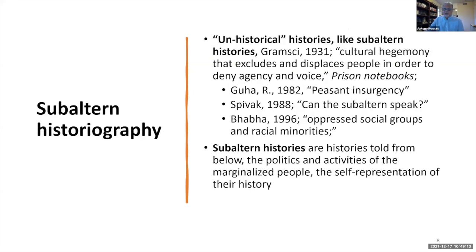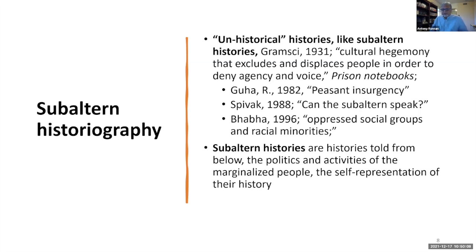The so-called unhistorical histories are the histories like subaltern histories, a term used by Antonio Gramsci in 1931. He talked about the cultural hegemony that excludes and displaces people in order to deny agency and voice. This was written in his prison notebooks in the 1930s. And this was picked up by South Asian scholars who interrogated the official history of British India, and led by Ranajit Guha, a collective of subaltern historians collected their ideas and worked on a variety of subaltern histories of South Asia. They originated, in the first instance, from the Australian National University in Canberra.